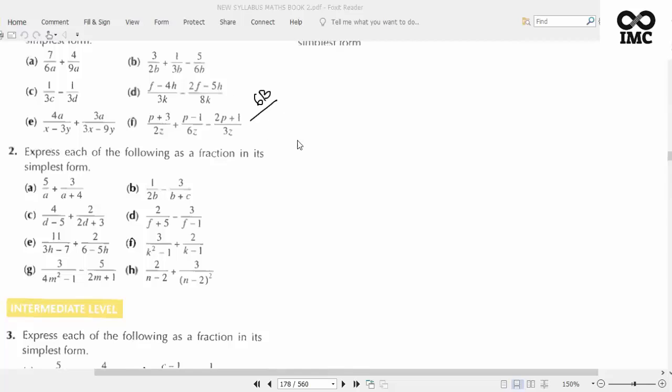Now, 6b, question number 2a. Express each of the following as a fraction in its simplest form. So, a: 5 divided by a plus 3 divided by a plus 4. Look, here, the LCM of a and a plus 4 will be a into a plus 4. Okay. And we'll multiply this 5 by this one and a by this one.